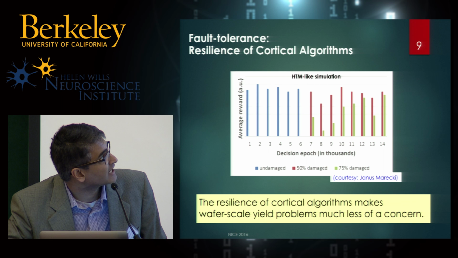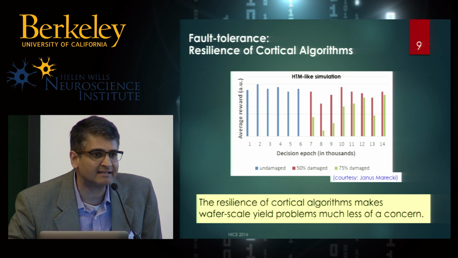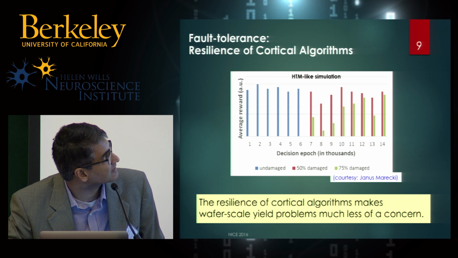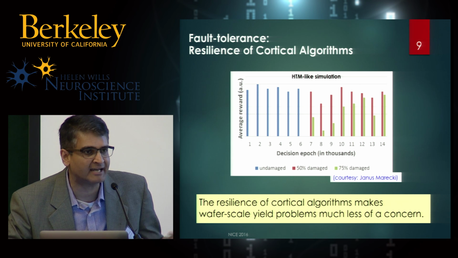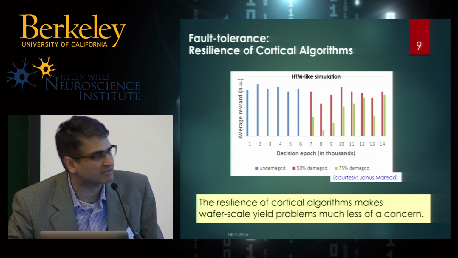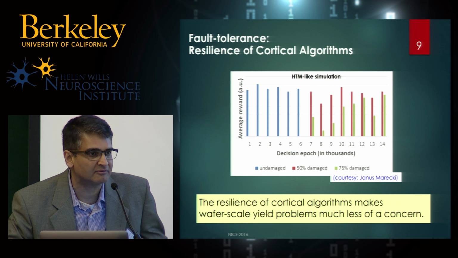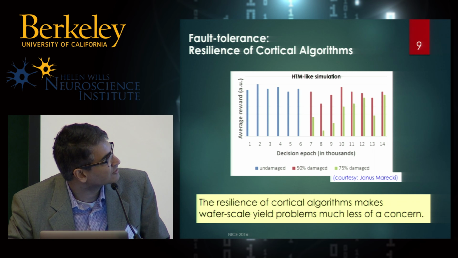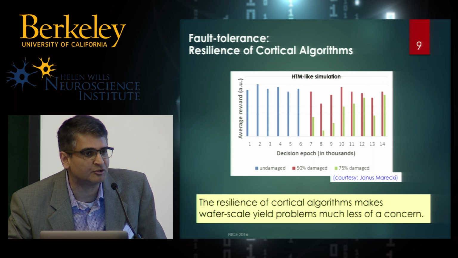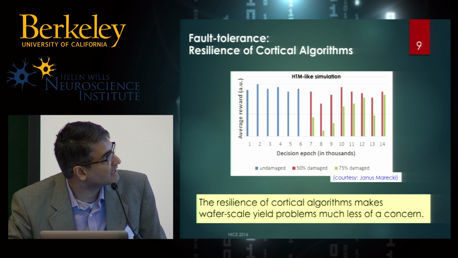This is an example of an HTM-like simulation. The y-axis here is the average reward. The x-axis here is the decision epoch. So this system was set, trained, and it was running along nicely. And then all of a sudden, somewhere here in the middle, either half or 3/4 of the columns were randomly damaged, removed from the system. What we wanted to see was whether the system could recover. And so there is an initial dip here, an initial break, but then the system is able to retrain itself, and then it recovers to almost the same level that it did before.